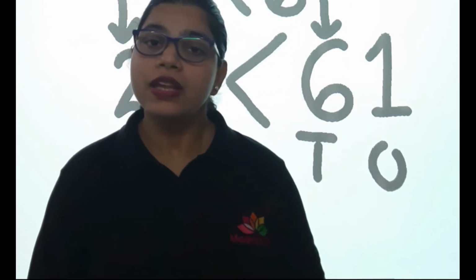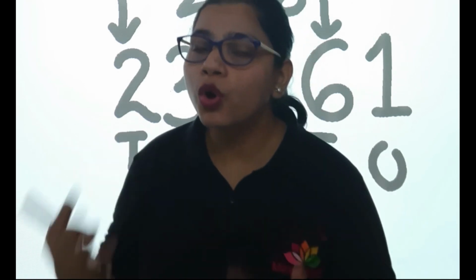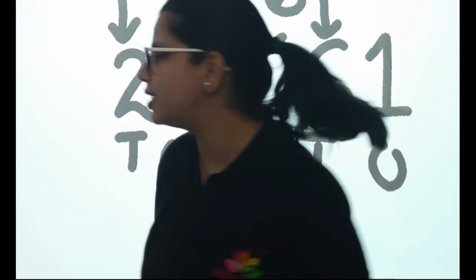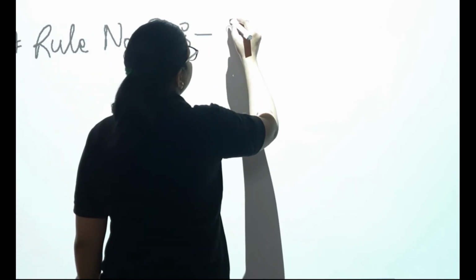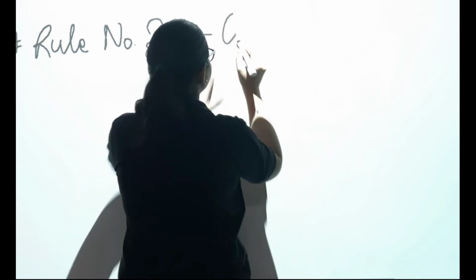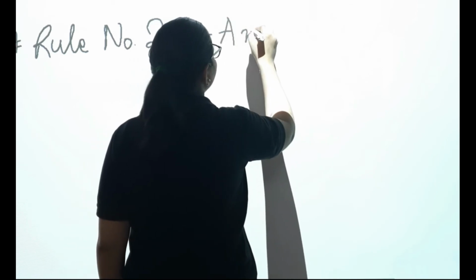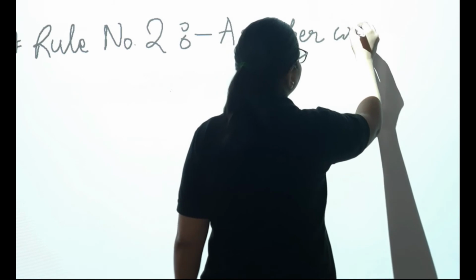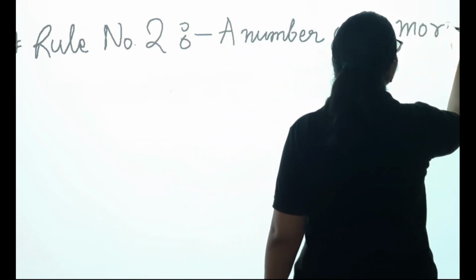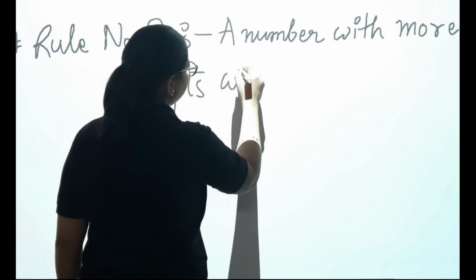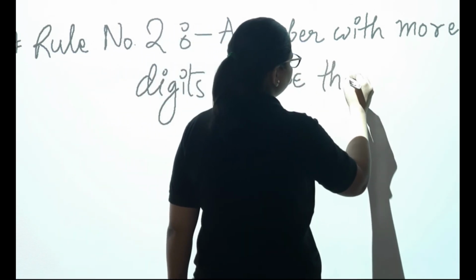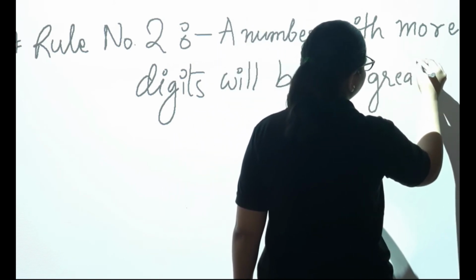Start from tens place. Rule number 2: if a number has more digits, it will be the greater. If the number has more digits, it will be the greater. Writing it here. Rule number 2 says a number with more digits will be the greater number.